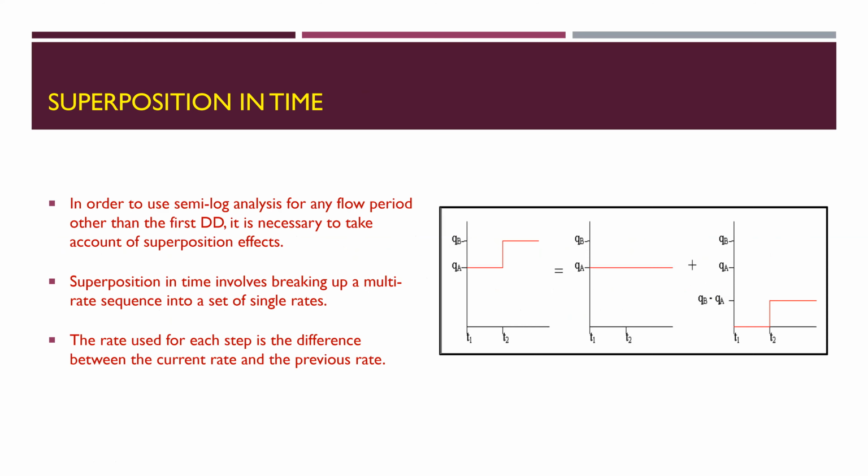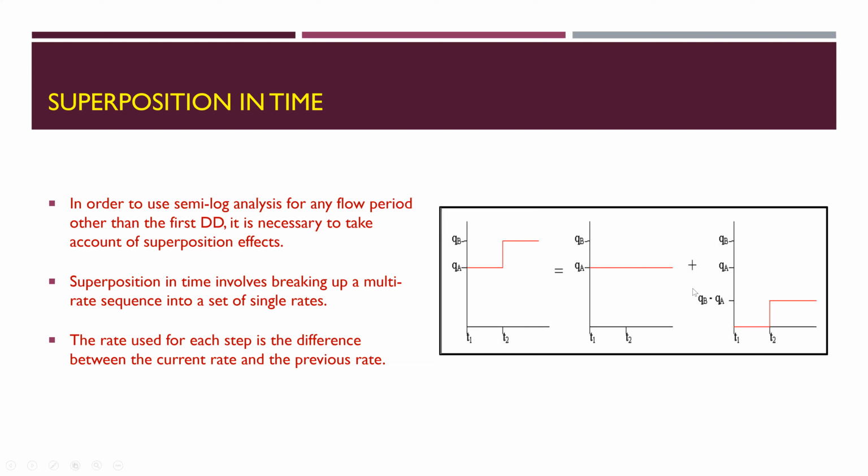I will make it simple for you. Imagine that we have a well that was producing at rate Q sub A for a certain period of time, and after that it was producing at another value, Q sub B. These are two different rates. We can do it like that. We can break this down into two, each one representing the infinite acting radial flow equation at constant rate.